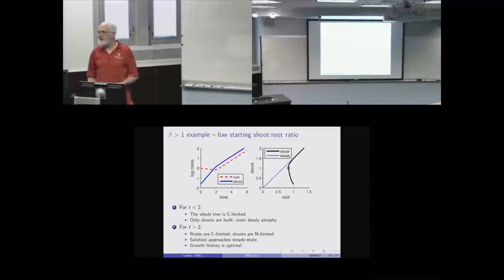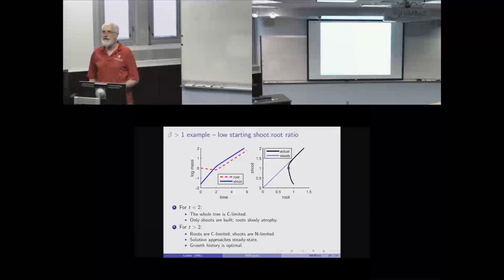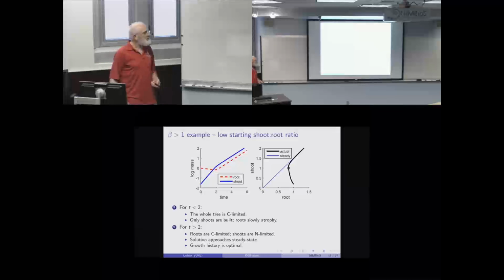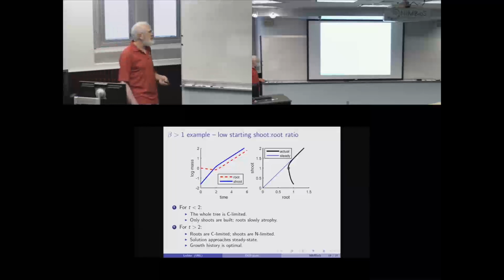So at least in this version of the model, in this scenario, you don't need any kind of communication between roots and shoots in order to get optimal behavior. All you need is for the shoots to be more N-limited and the roots to be more C-limited.